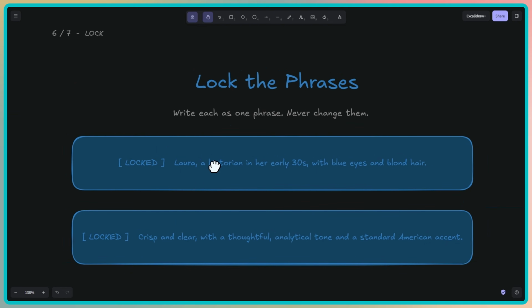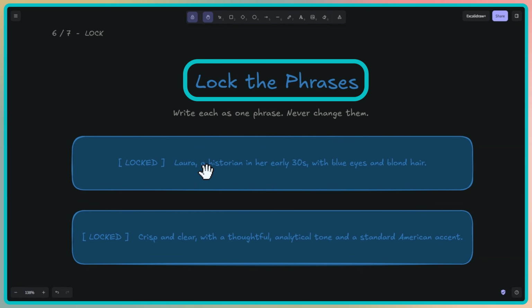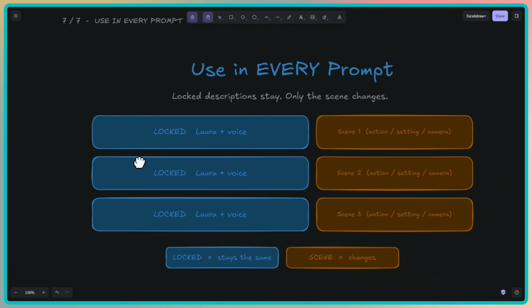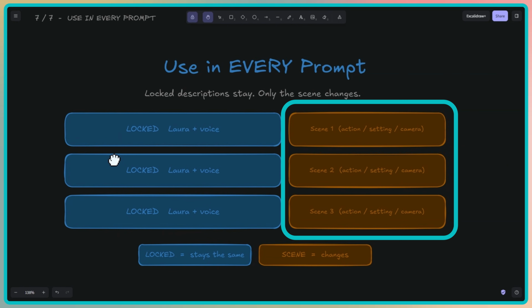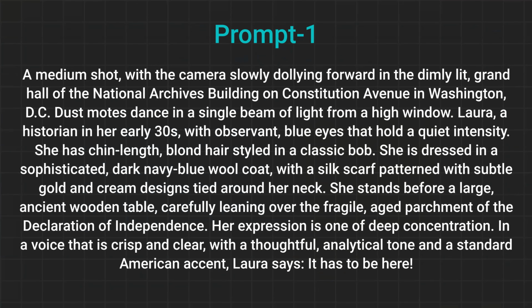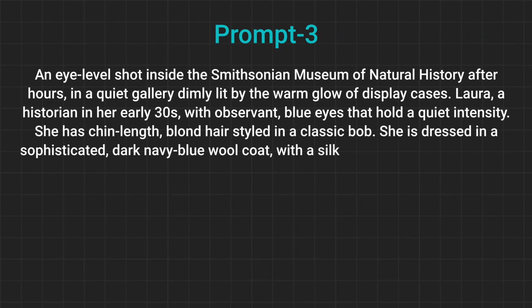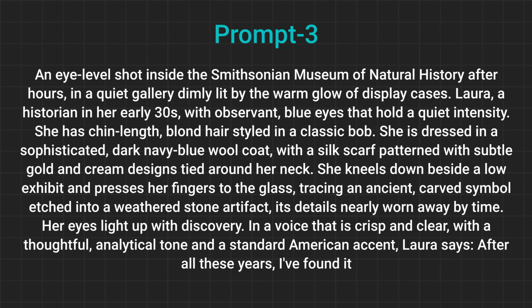Once you have both descriptions, you should write them as a phrase and lock. Those are the phrases I created for this character. Once both descriptions are written, you must use them in every prompt. The only thing that changes is the scene around them, the action, the setting, and the camera angle. Those are the prompts and the locked details. Later, I'll give you a master prompt where you can describe what you want, and it creates all descriptions and scene prompts in one go.